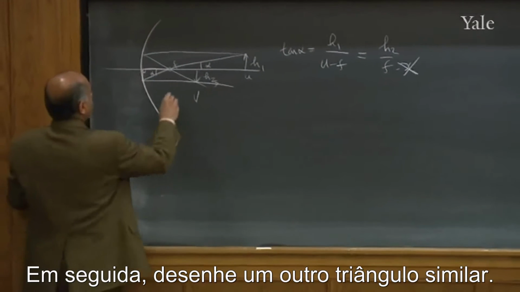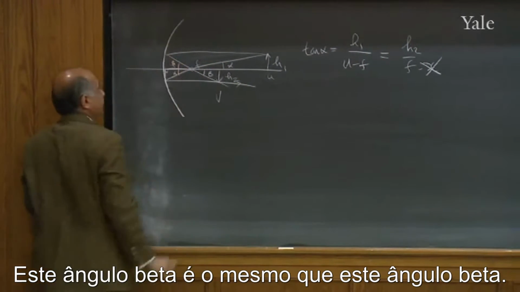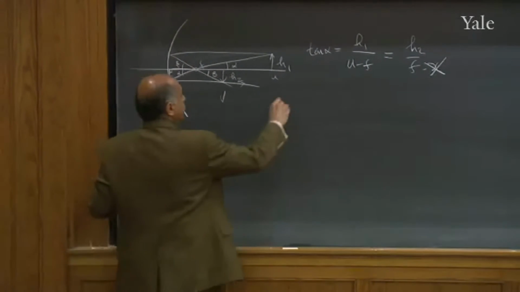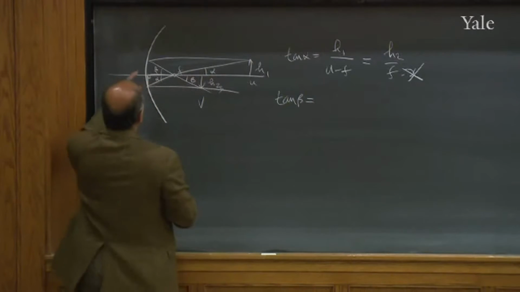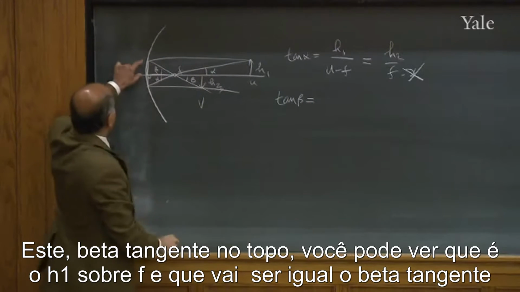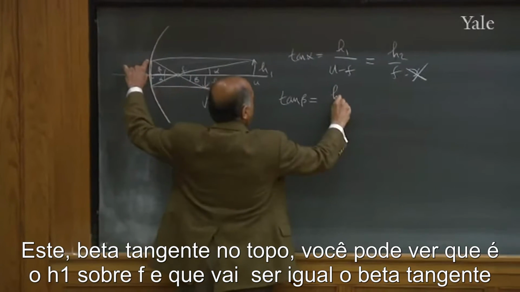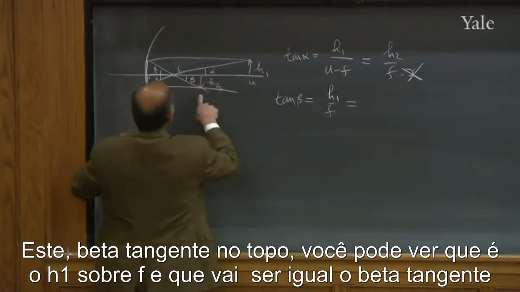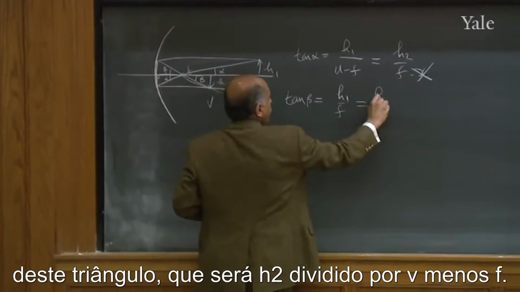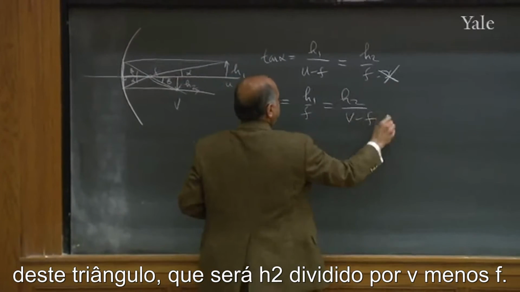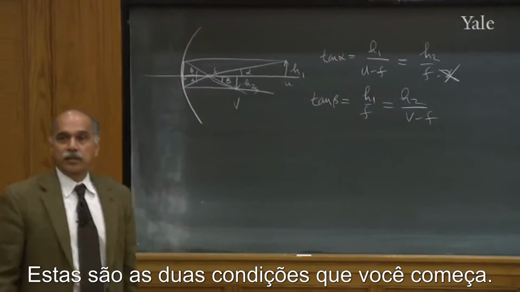Then draw another similar triangle. This angle beta is the same as this angle beta. So let's say tan beta, found two ways, is equal. This one, tan beta on the top, you can see is h1 divided by f, and that's going to be equal to the tan beta of this triangle, which will be h2 divided by v minus f. These are the two conditions you get.